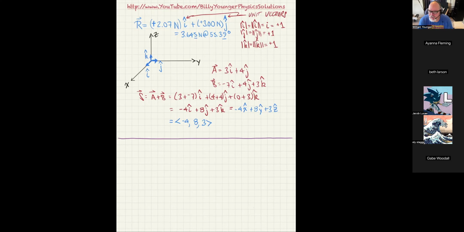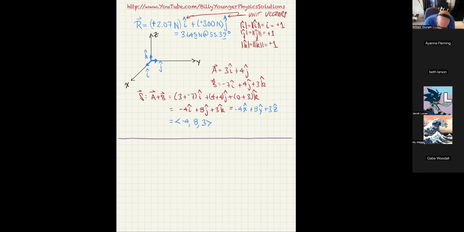Does anybody have any questions on that? All right, so what I'm going to do is work with this in our kinematic equations and give you an example of the most generic projectile motion problem possible.